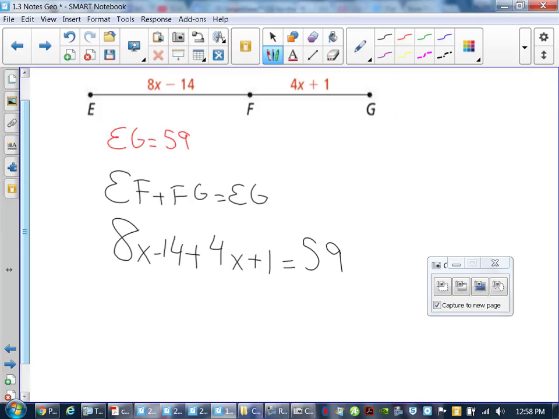And you're back to what winds up being a two-step algebra problem. But you have to do something before you can solve. What do you have to do? Combine like terms. Very good. 8x and 4x is 12x. Good.